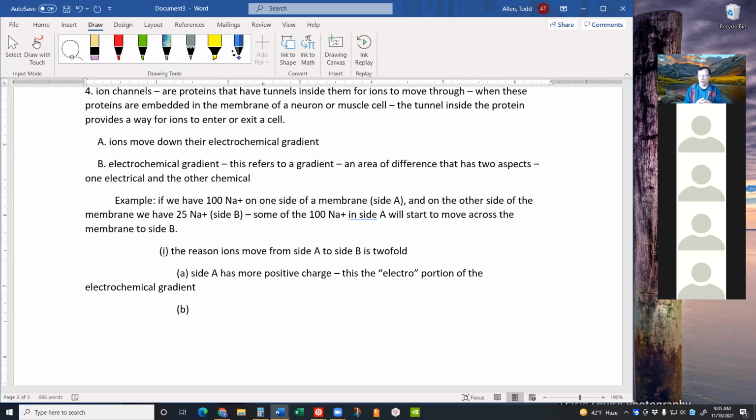Additionally, not only does side A have more positive charge, it also has physically more atoms. There are sodium atoms that happen to have a charge, so they're ions. So side A has more ions, it has more atoms. That is the chemical portion of the electrochemical gradient.